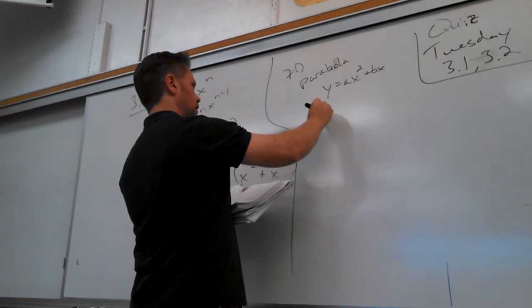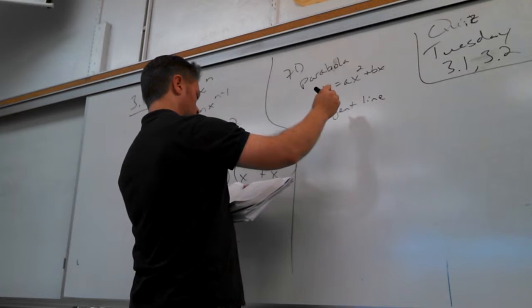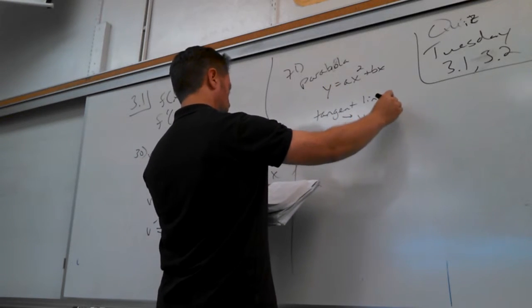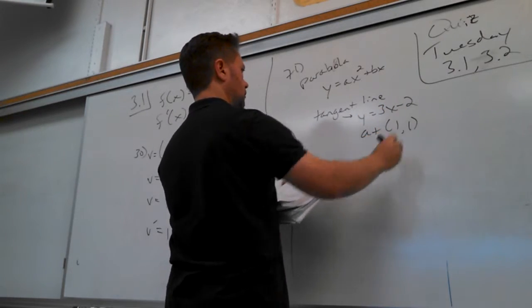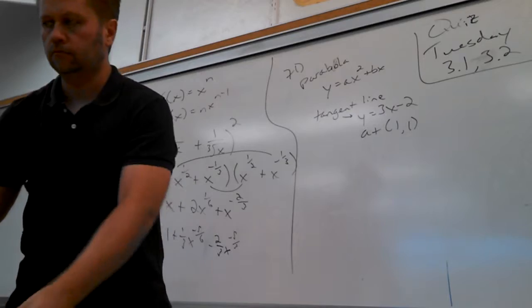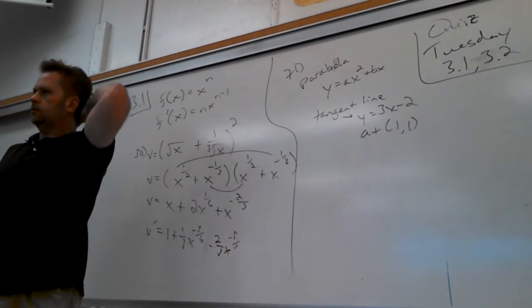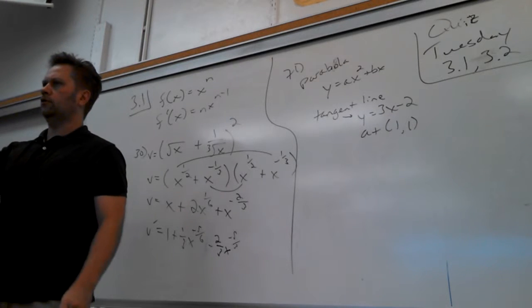Where the tangent line has equation y equals 3x minus 2 at (1, 1). So the tangent line at (1, 1) has that equation. It just sounds like the other problem in a way. I don't know if you know what I'm talking about.